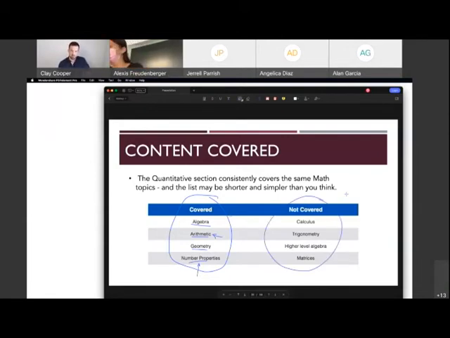Note what's not covered though. This might be one of the most important slides in the whole presentation today. You need to know what is not covered on the GRE so that you do not waste your time preparing for it. Not covered are calculus, trigonometry, high-level algebra, and matrices. Thank goodness we do not need to know these things.